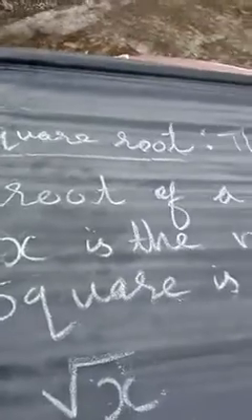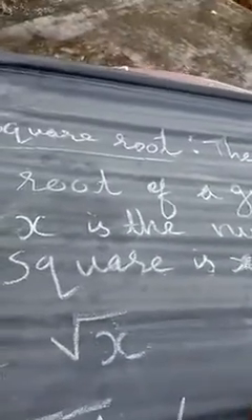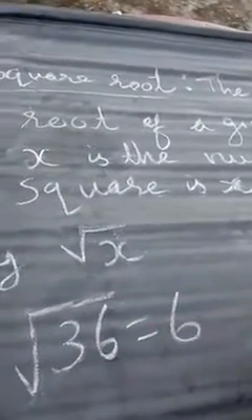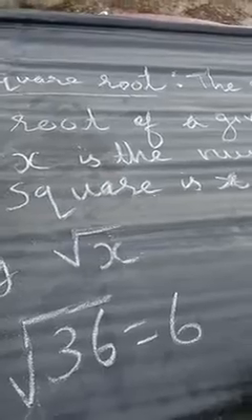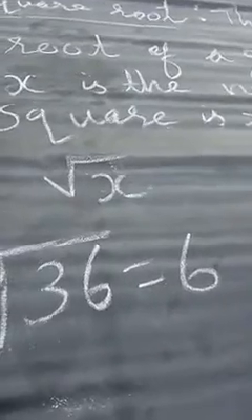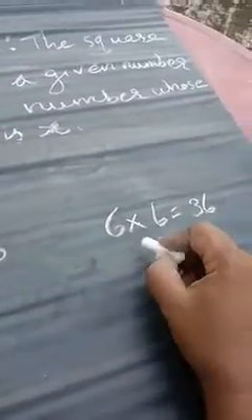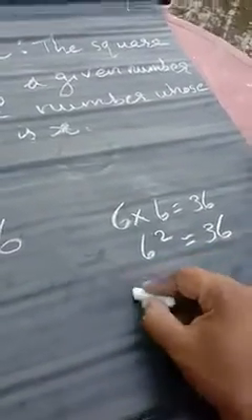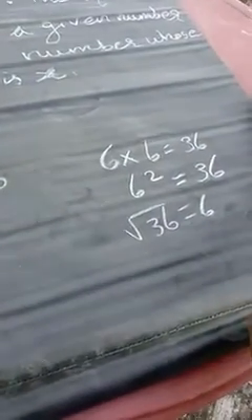Okay. Square root. What do you mean by square root? The square root of a given number x is the number whose square is x. For example, root 36 means 6. We know that 6 into 6 is 36, that is 6 square is equal to 36. So we can write root 36 is equal to 6.